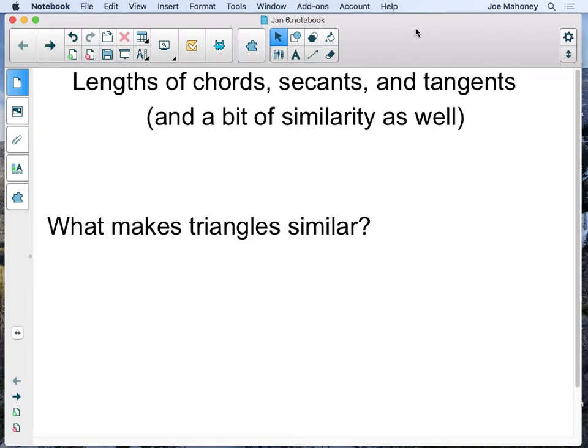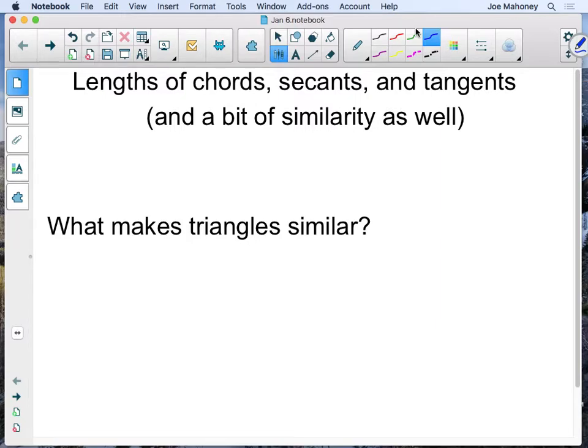Okay, so we're going to shift gears a little bit, and we're not going to talk about arc and angle measures now. Now we're going to talk about the lengths of the segments formed by these chords, secants, and tangents. But before we begin, we want to talk about similar triangles for a minute.